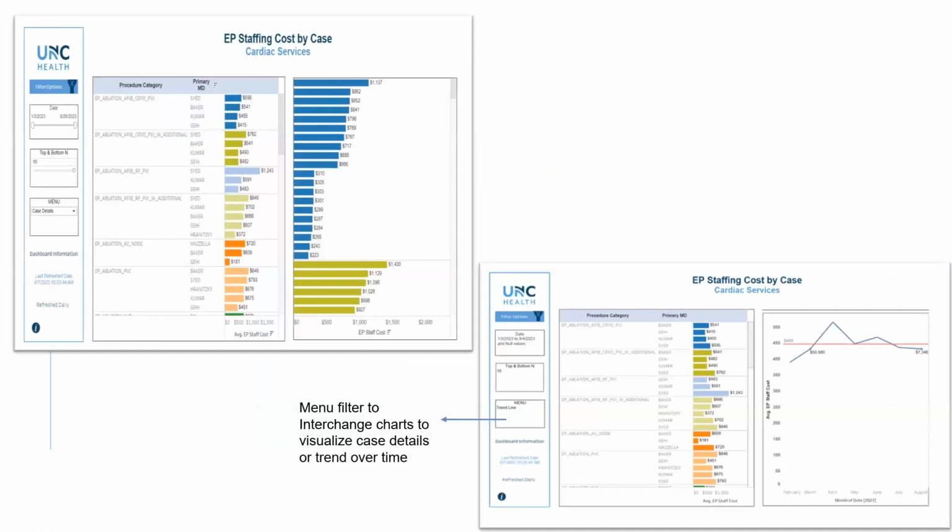So in terms of functionality, the additional component in this dashboard was this menu filter, where if the user wants to have a look at the case by case detail, they have the flexibility to choose between the case detail or just maybe looking at the trend over time. And so they can directly look at the trend and what has been the average staffing cost over that time period.